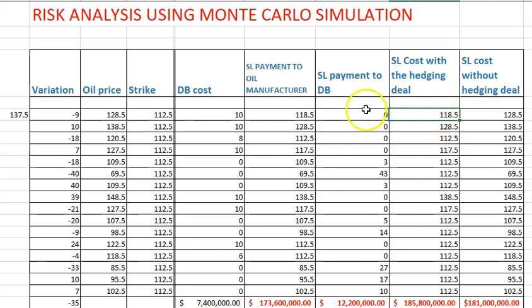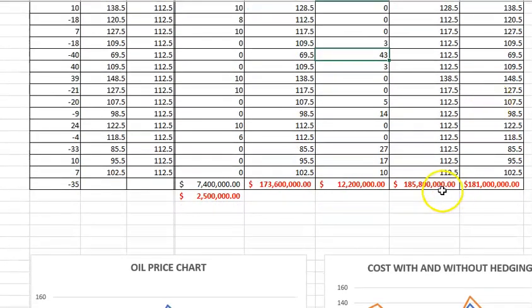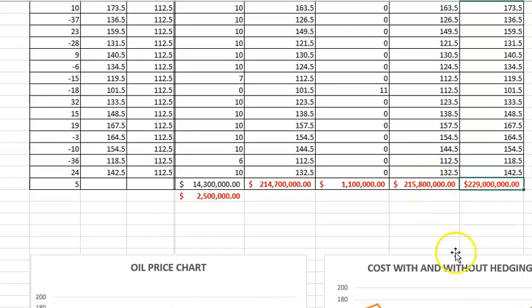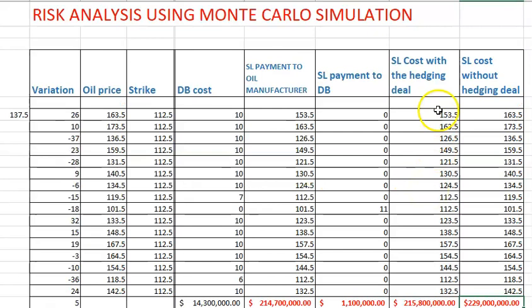But on the other hand, we don't have to pay Deutsche Bank when the oil price is more than 112.5. We pay when the oil price is lower than, in this case, 69.5, and then we have to make a payment to Deutsche Bank. And we have our costs here, SL cost. I have one column with the hedging deal and SL cost without the hedging deal. And these are the total numbers. Now if I refresh again, another simulation, with the hedging deal, 215 million, without the hedging deal, 229 million.